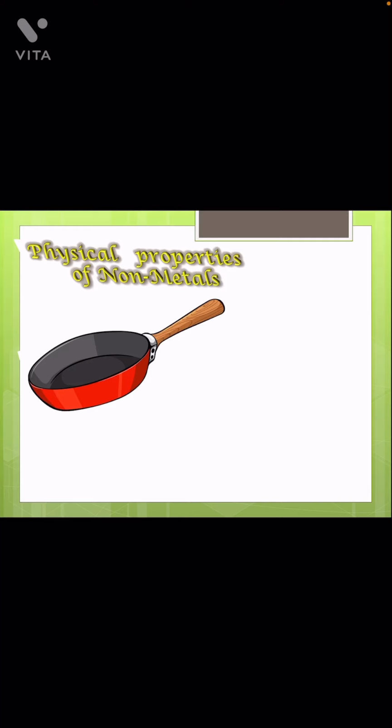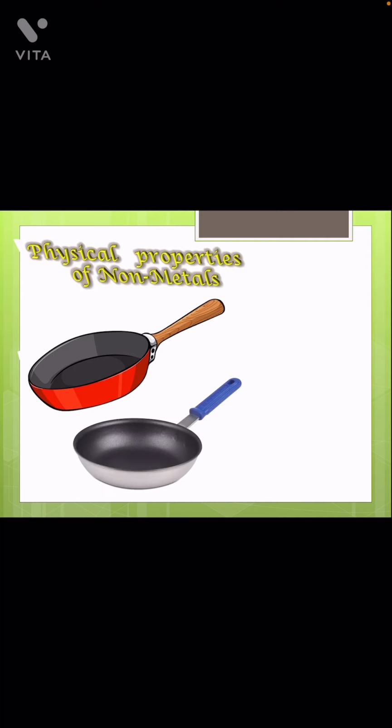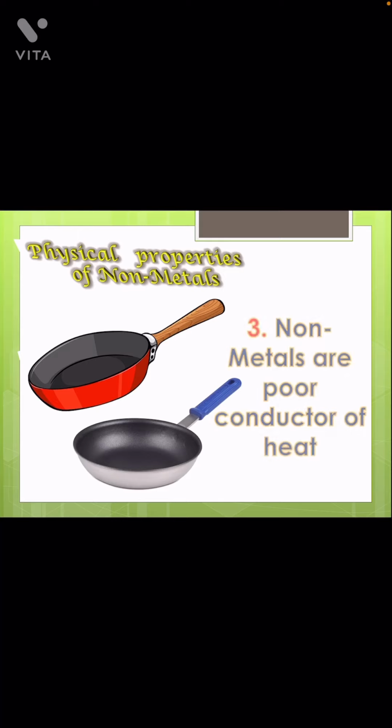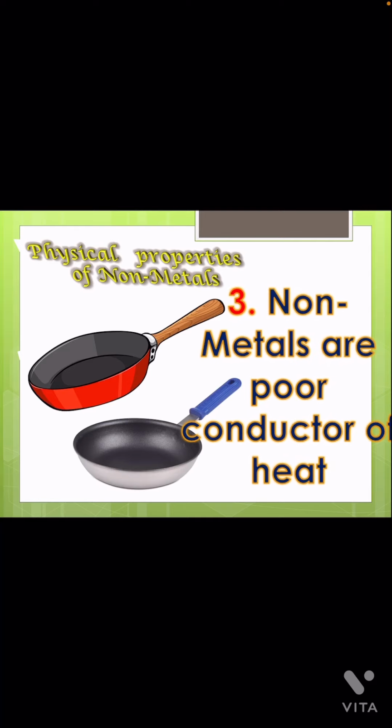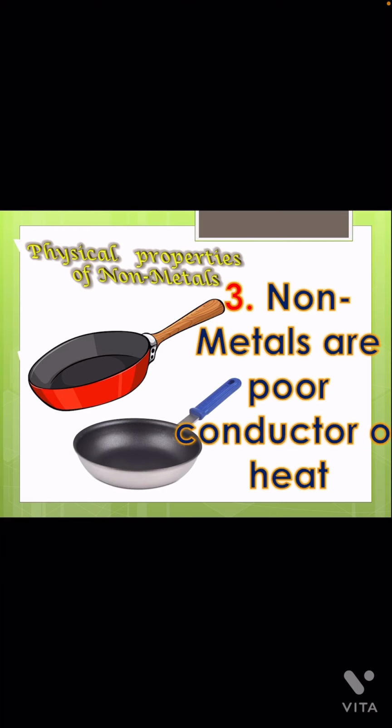We have discussed that a hot metallic pan can't be held or touched without a plastic or wooden handle, because the wood is a bad conductor of heat. So we can say that non-metals are poor conductors of heat. The non-metals do not allow heat to pass through them, so they are called poor conductors. So non-metals are poor conductors of heat.